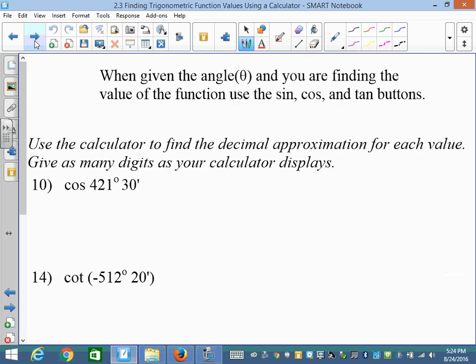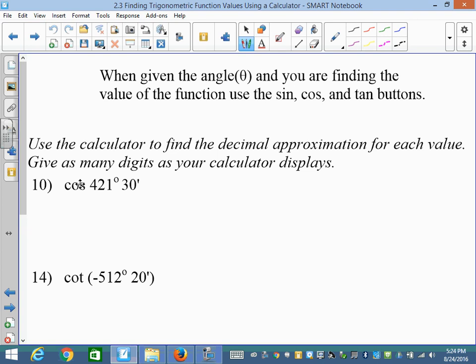The first problems are asking you, when given the angle theta and you are finding the value of a function, use the sine, cosine, and tangent buttons on the calculator. These are one row above the actual numbers. On this one, it says use a calculator to find the decimal approximation for each value. Give as many digits as your calculator displays. You don't have to worry about what quadrant you're in or anything else. You simply have to go in.